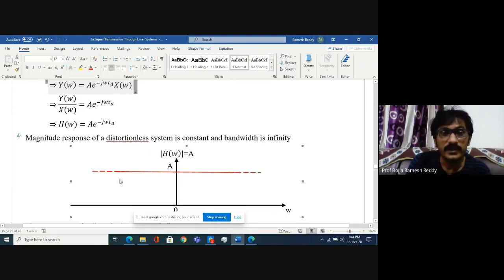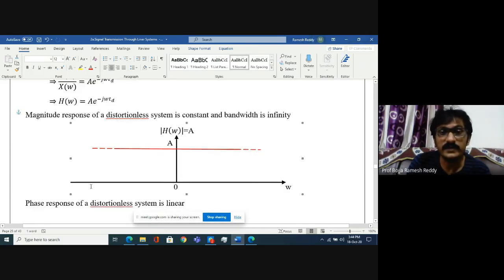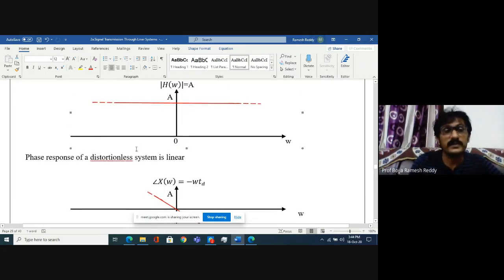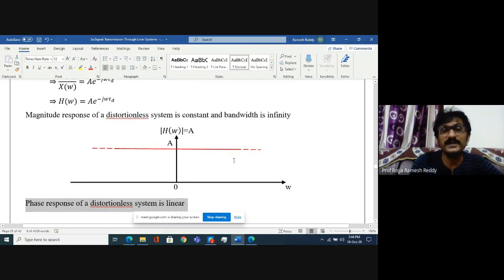Constant means it does not vary with frequency. On the x-axis we have taken frequency, and on the y-axis magnitude response. That magnitude response is constant for a wide range of frequencies. That is one important point: the magnitude spectrum or magnitude response is always constant for every distortionless system, and does not depend on frequency. Another one is the phase response. The phase response of a distortionless communication system is linear.